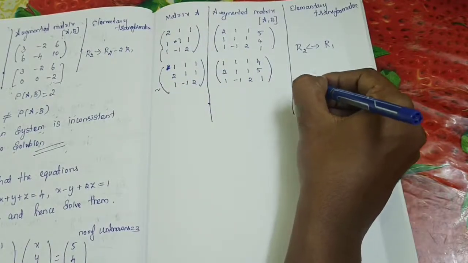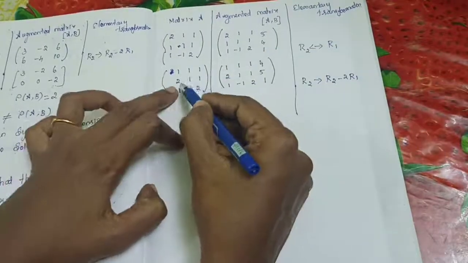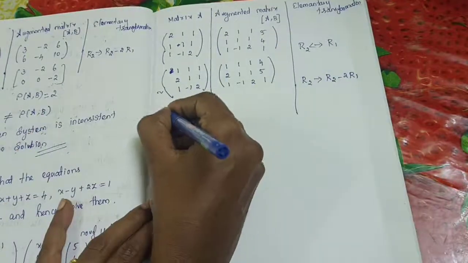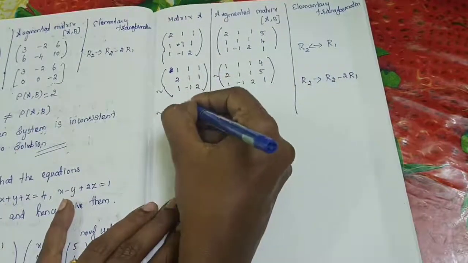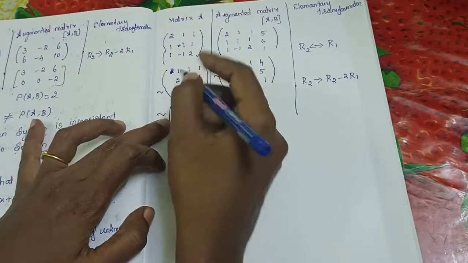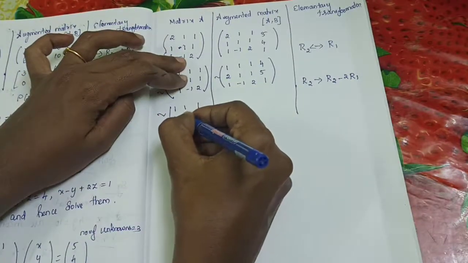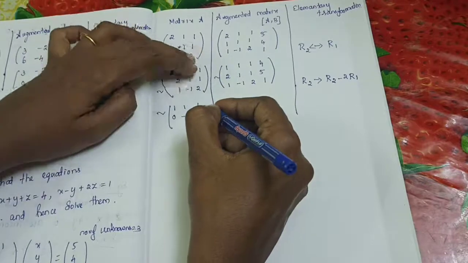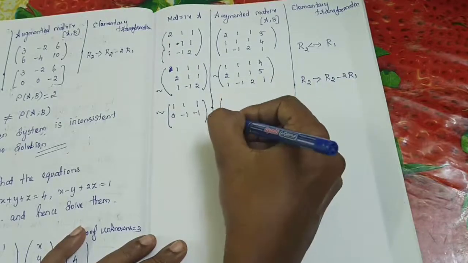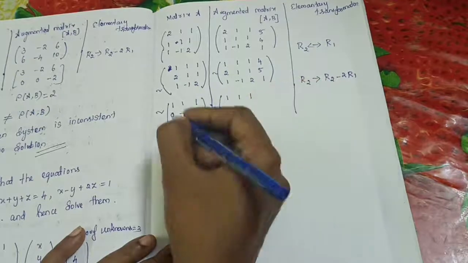Okay, now we are going to make these 2 entries as 0. How? R2 implies R2 minus 2 into R1. Shall we check? R2 minus 2 into R1 means 2 minus 2 into 1, 0. Yes. So equivalent to first row as it is, 1, 1, 1. So 2 minus 2, that is 0. The next one is 1 minus 2 into R1, so we will get minus 1. Then 1 minus 2 into 1 means you will get minus 1. Okay, the same thing you need to do here also.